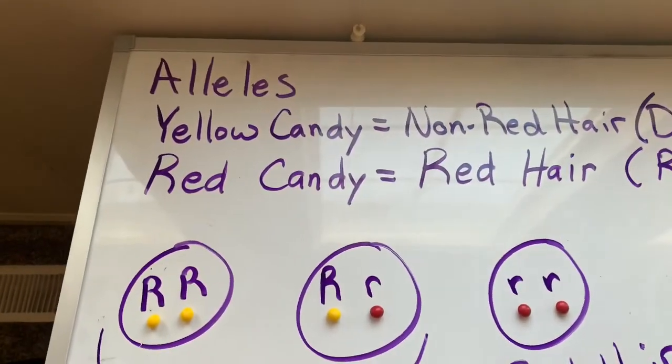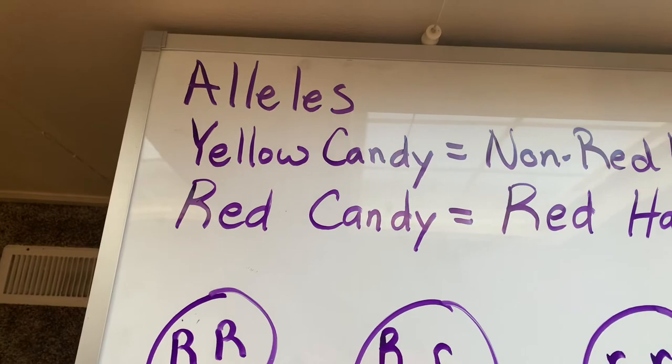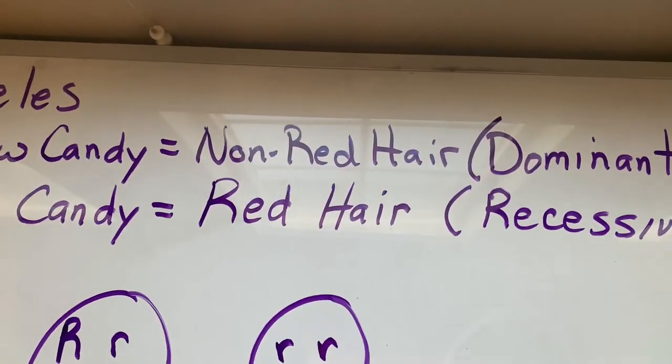I have made us a little key. If you can see at the top of the key, I told you what the alleles are. The yellow candy is going to represent non-red hair.